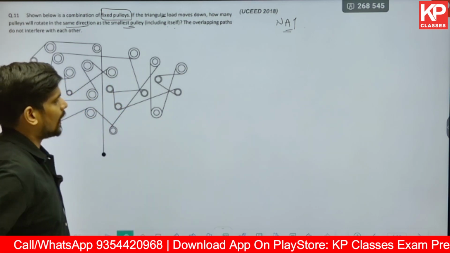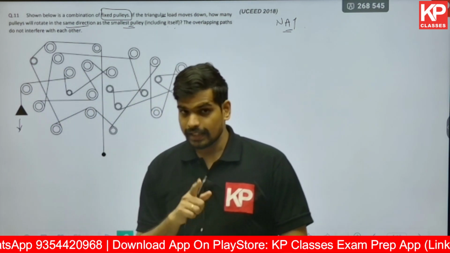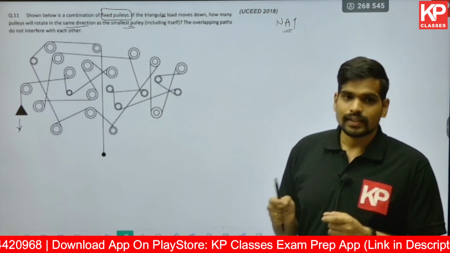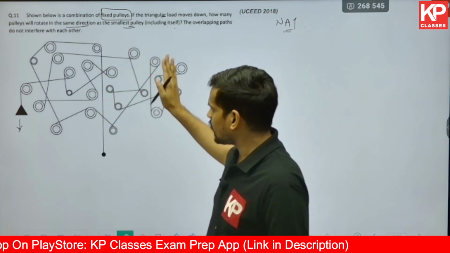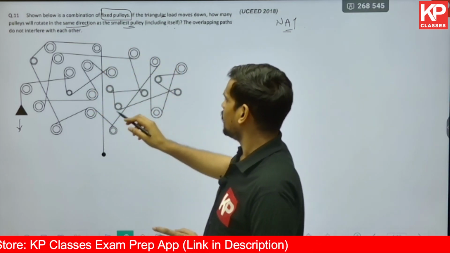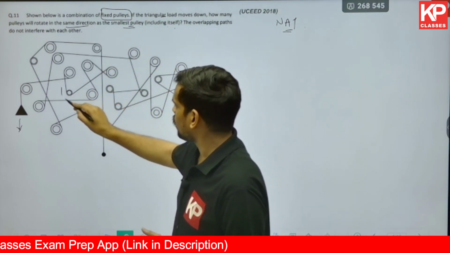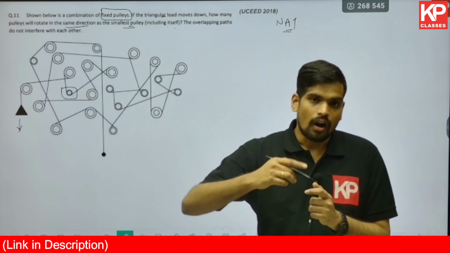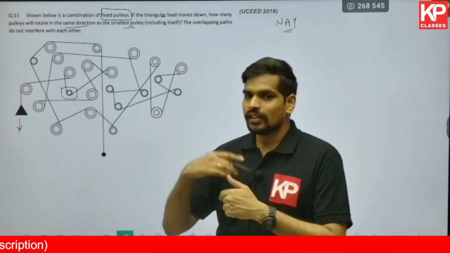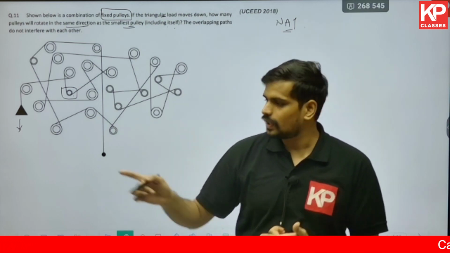Let us try to understand this question and see. So what are they asking us? They're asking how many pulleys are rotating in the same direction as the smallest pulley. First, have a look at the diagram and see where the smallest pulley is. I think this should be the smallest pulley. So including the smallest pulley, how many other pulleys have the same direction of turn as this?